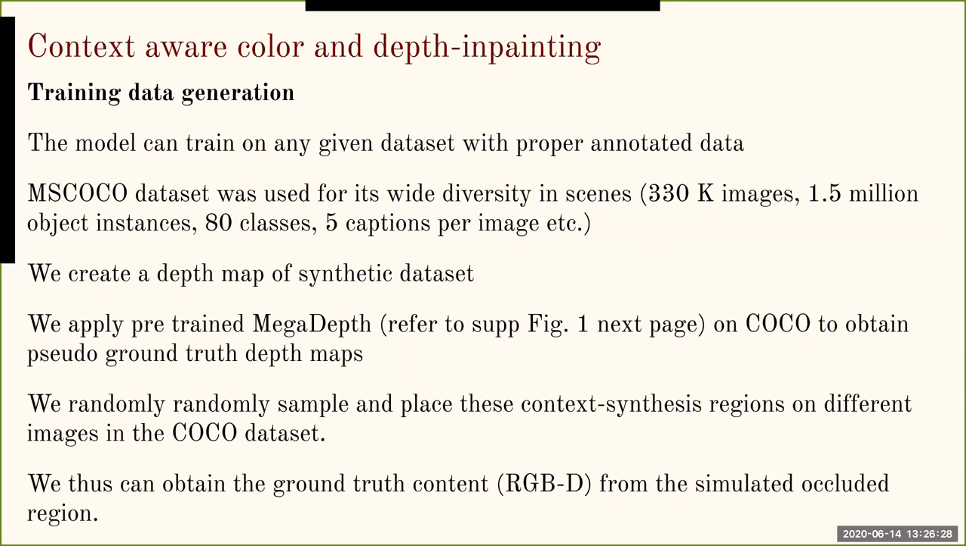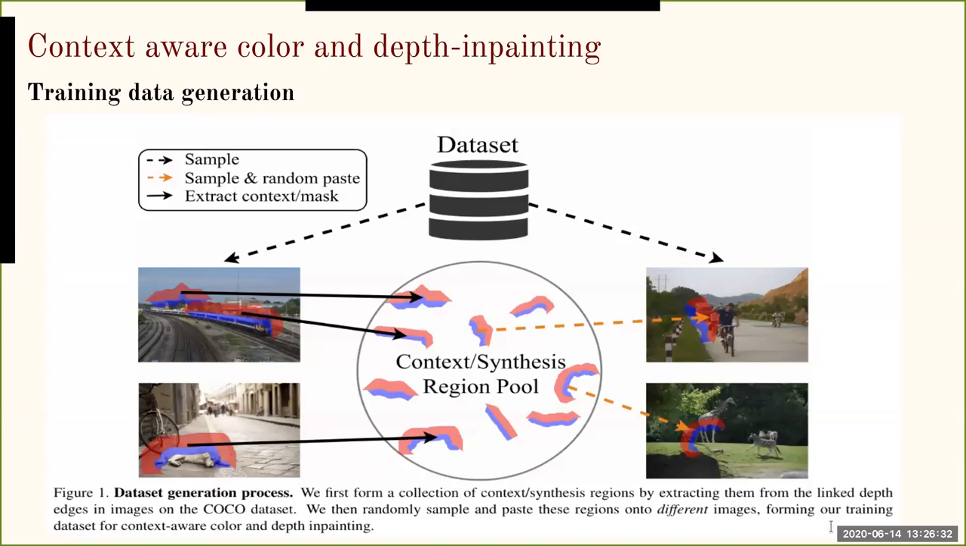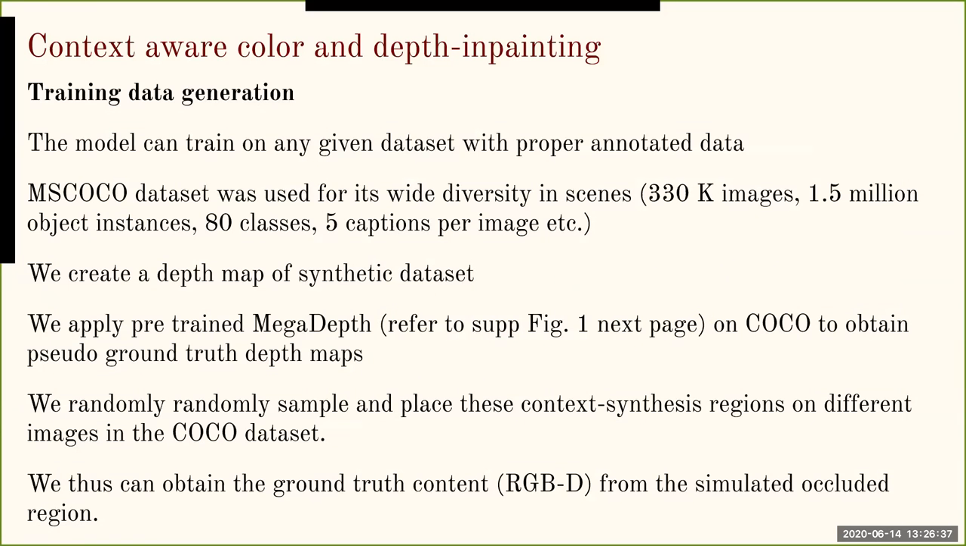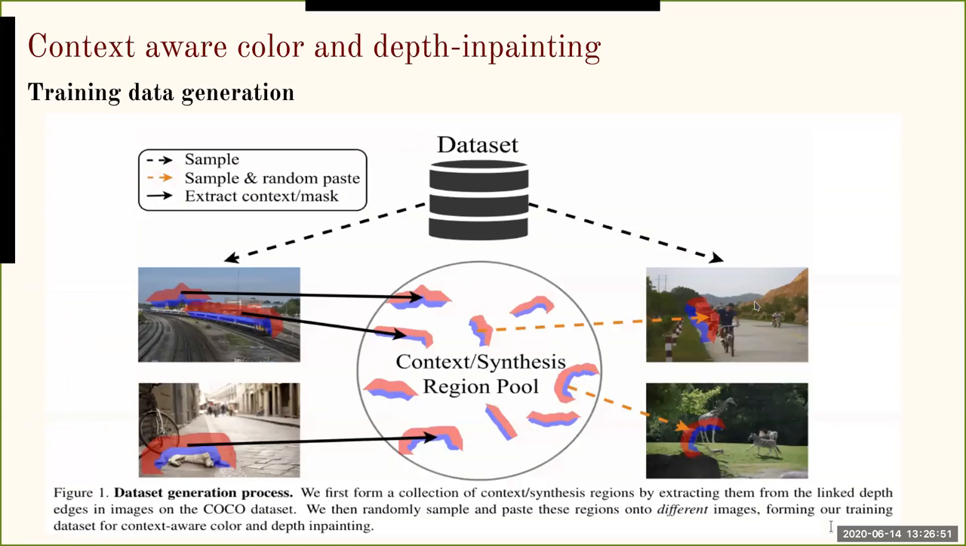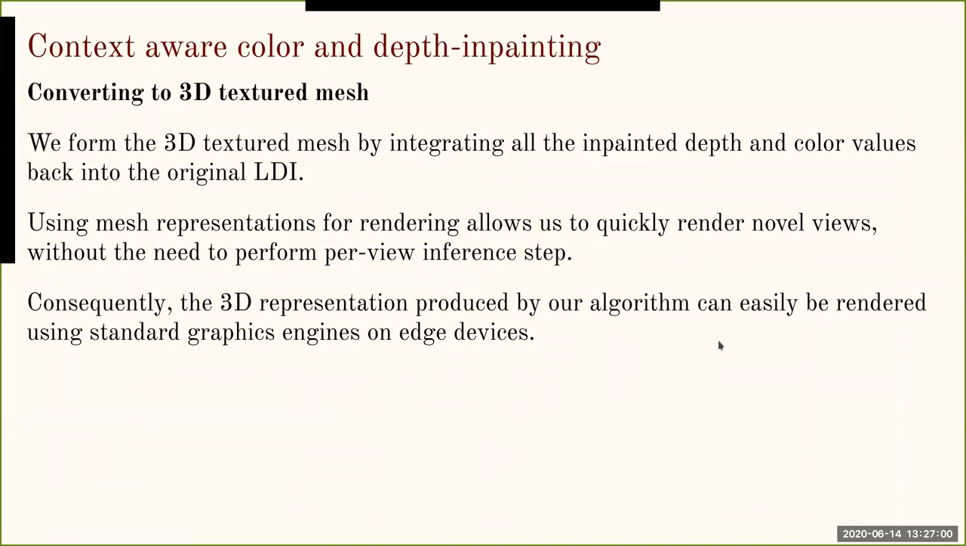We apply MegaDepth. MegaDepth is another model. This is the MegaDepth pipeline. I will come to the MegaDepth model next. On COCO data, we are using the MegaDepth model to obtain pseudo ground truth values of depth maps. We randomly sample and place this context synthesis region in the image of context, thus obtaining a ground truth with selected regions. So we are randomly sampling the context layer synthesis and placing it, and we are leaving it to the algorithm to synthesize and do its job.